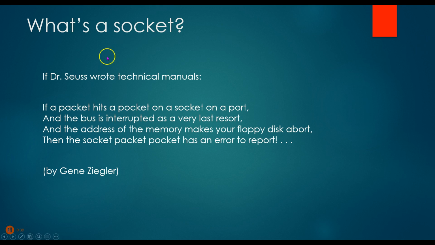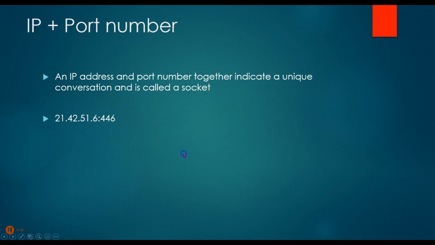Okay, so this socket, what in the world is that about? Well, a socket is an IP address plus a port number. It looks something like this. So here's an IP address, 2142.51.6, and then we have a colon, and then a port number. In this case, I have 446 as the port number. This whole thing is a socket.